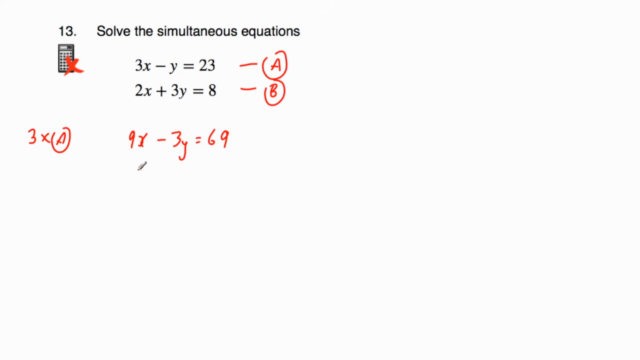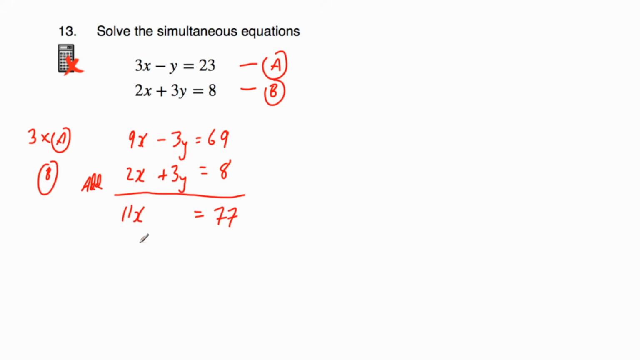Now the great thing here is if I write equation B beneath it, 2x plus 3y equals 8, we've got our minus 3y and our 3y. So if we add these equations together, they will cancel out, so add. 9x plus 2x is 11x. The y's will cancel out, and then we're just going to be left with, on the right hand side, 69 plus 8 is equal to 77, which is great because it's in the 11 times tables.